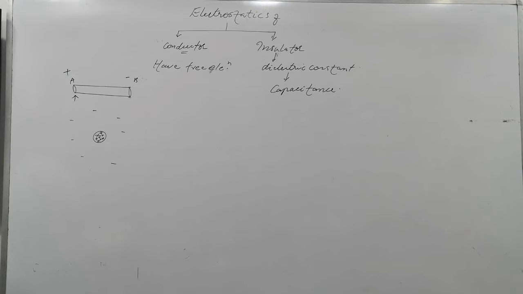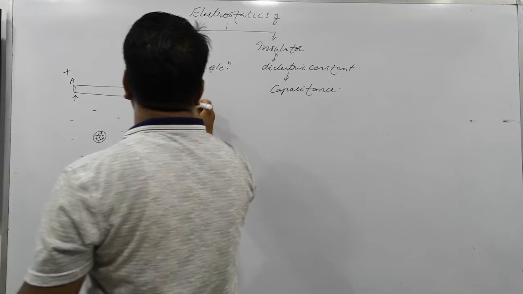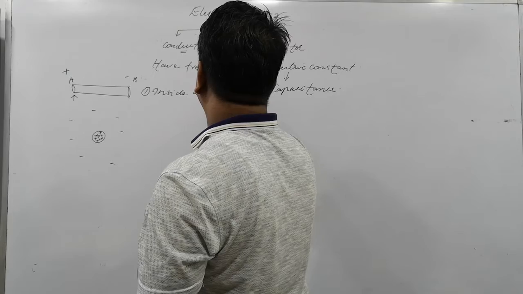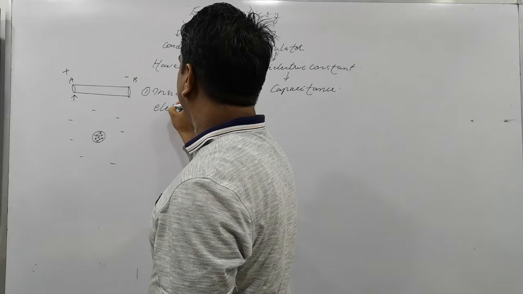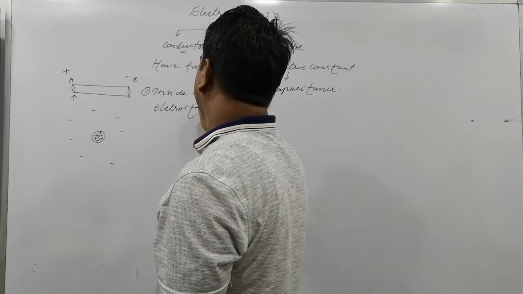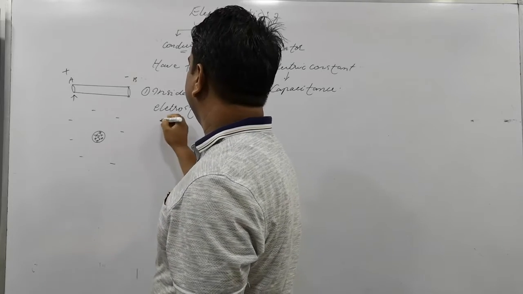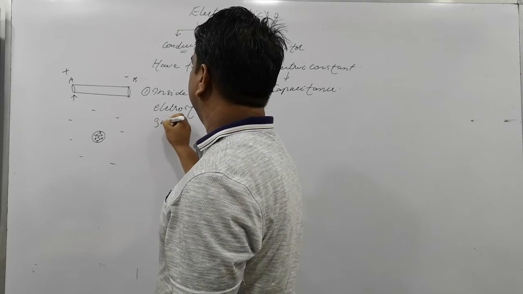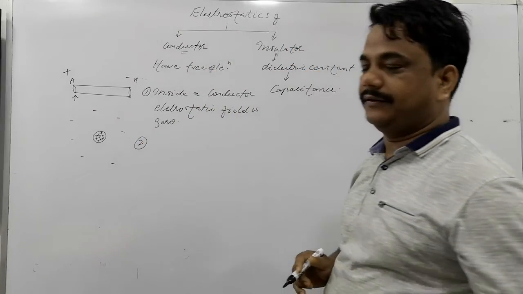The topic we will discuss now, please write it down: inside a conductor, what happens to the electric field? The first topic: inside a conductor, the electrostatic field is 0. What does this mean?